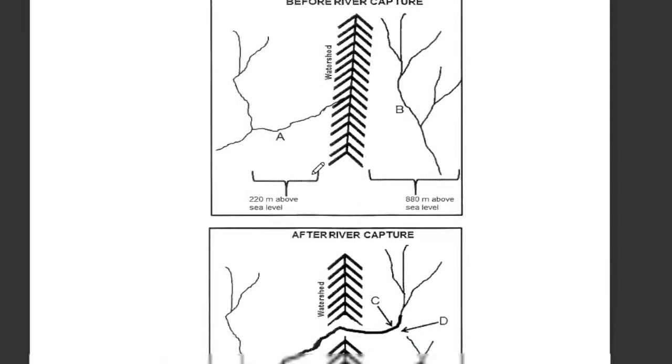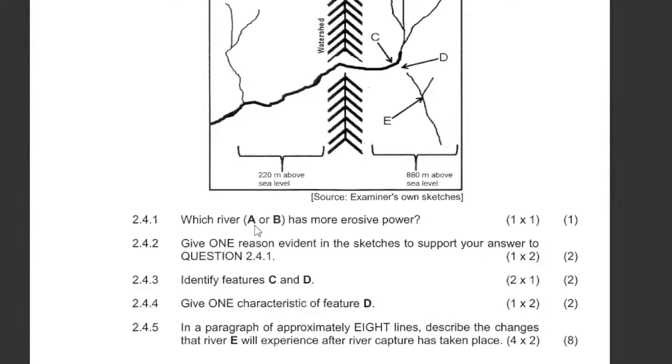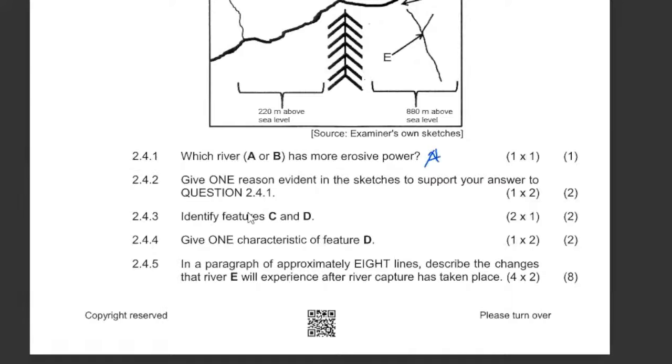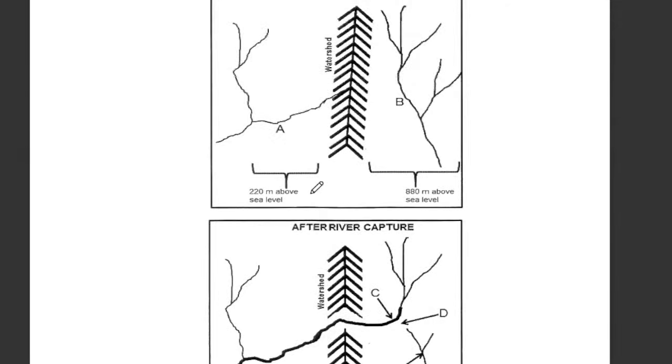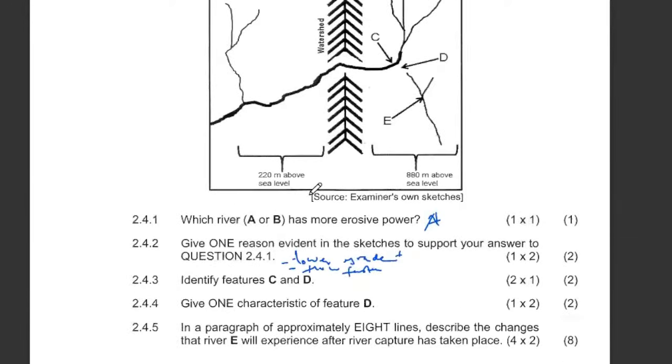Go to rejuvenation, river capture. The diagram shows what's happening at A and what's happening at B. Which river, A or B, has more erosive power? Let's check, it's A. A has more erosive power. Give a reason for your answer. The lower gradient, you can say it flows faster. Any, but they need only one.